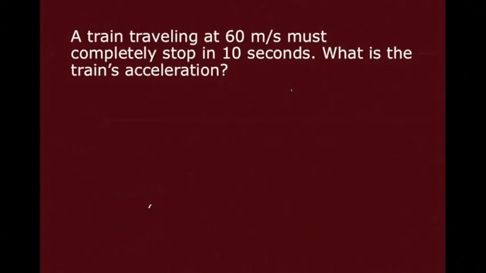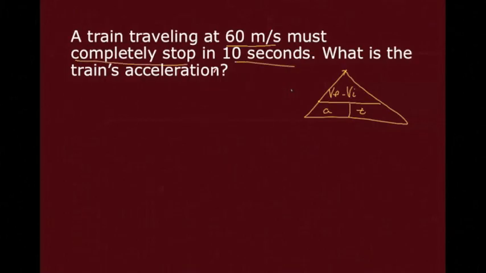Now our next example, use the formula triangle. Always write it down. We have a formula. Now let's read the problem and figure out what information they're giving us. So it says a train traveling at 60 meters per second must completely stop in 10 seconds. Although they didn't give us a number, they're telling us that it's going to completely stop. And when something is completely stopped, its speed is 0 meters per second.